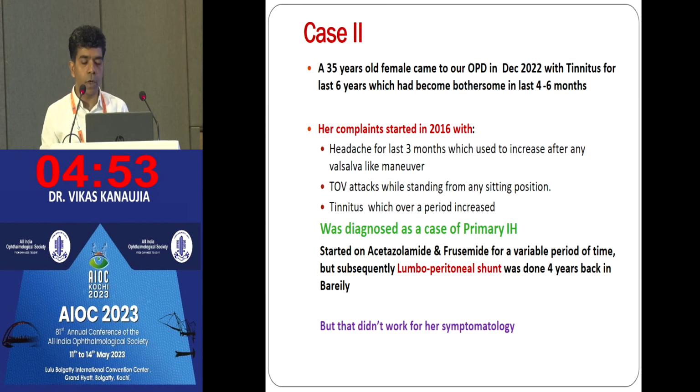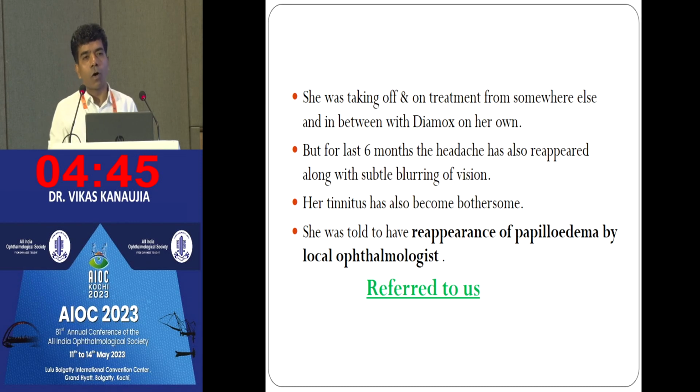Later she was seen by a neurosurgeon who did a lumboperitoneal shunt because her symptomatology was not improving, but that didn't work. So the patient, on her own, after a year or two, knew that everywhere she went, they gave Diamox and furosemide. So she started taking her own treatment with Diamox. But for the last 6 months, when she came to our OPD, the headache had appeared again, and she was having blurring of vision. The tinnitus had also become very bothersome. It was the more prominent complaint for which she came to our OPD, the tinnitus, and now the papilledema has again been diagnosed. So we discussed with our neuroradiologist.